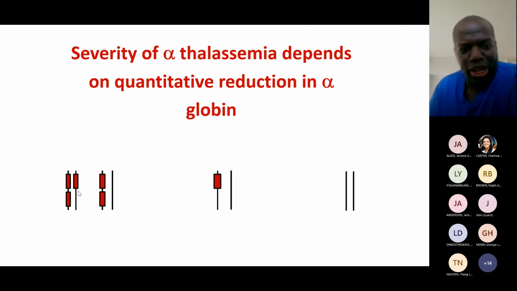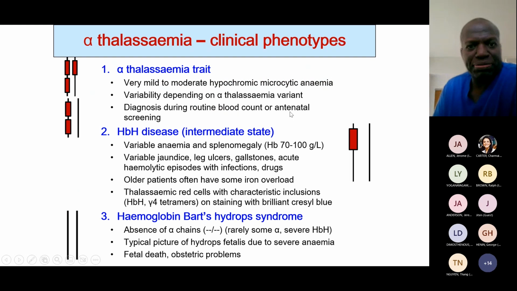So on the left, when you have either one or two of the alpha thalassemia genes deleted, that gives rise to alpha thal trait. When there's only one remaining alpha globin gene, that gives rise to an intermediate phenomenon known as HbH. And when all four genes are mutant, that gives rise to hemoglobin Barts.